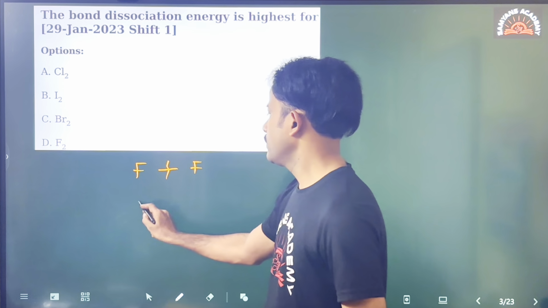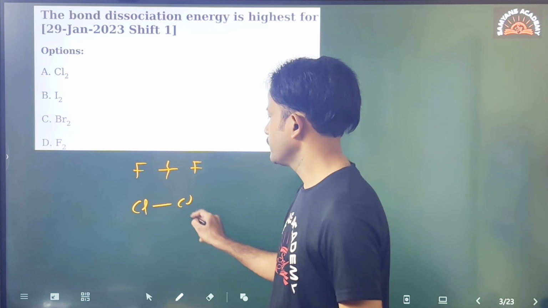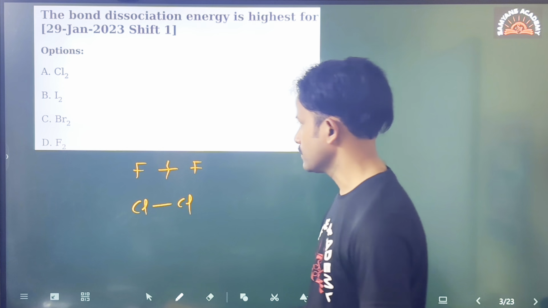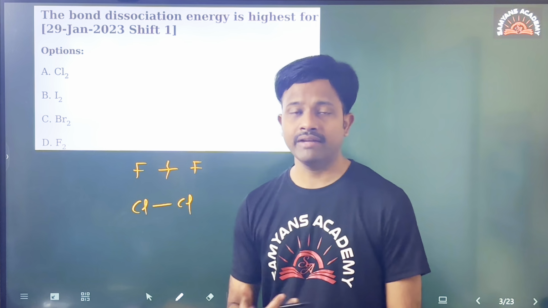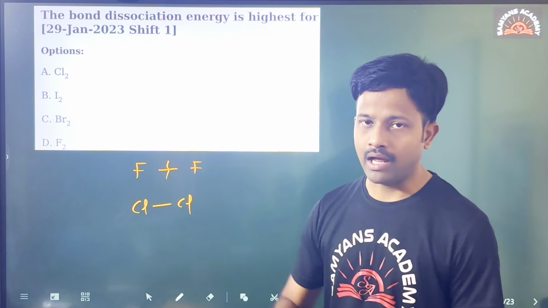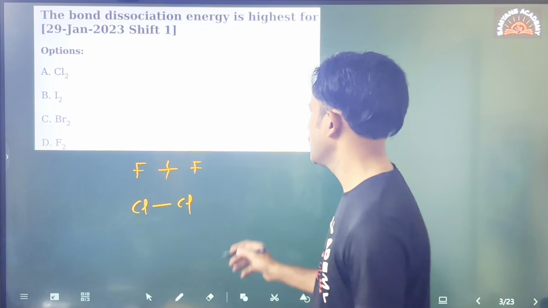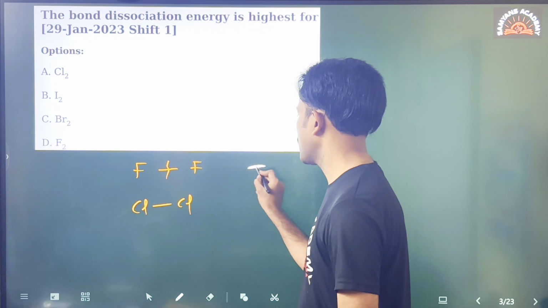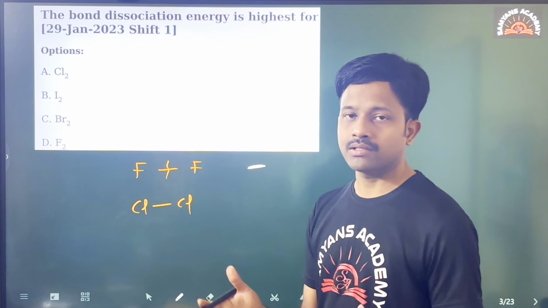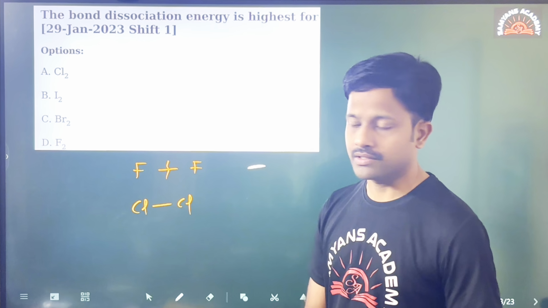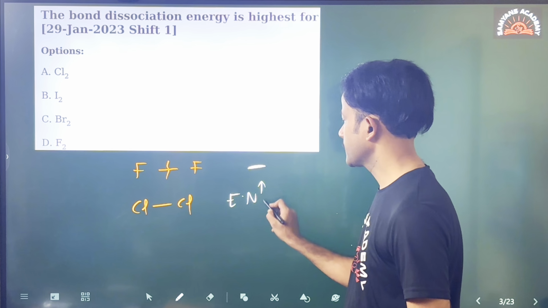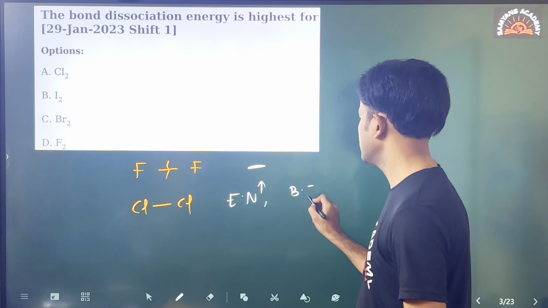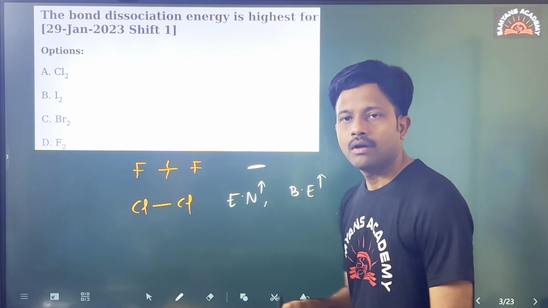Now this chlorine. So which bond energy is more here? Let us discuss. As the electronegativity values increase, the bond becomes shorter and the bond strength increases. Bond energy also increases. That means if the electronegativity increases, bond energy also increases.